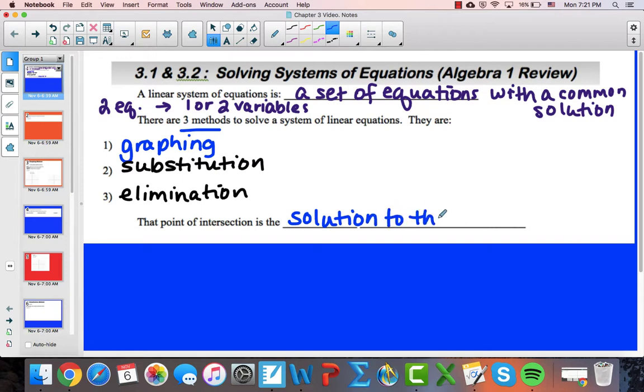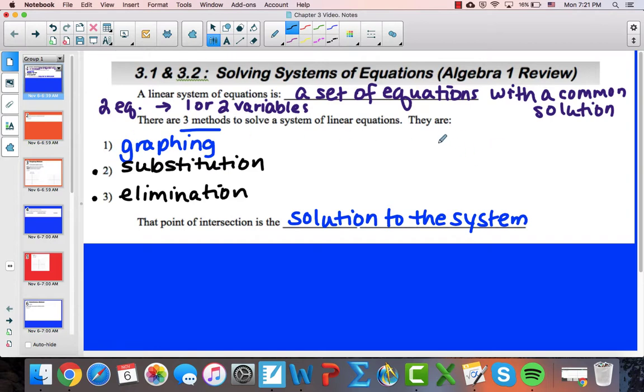But what you need to really realize is that the point of intersection is the solution to the system. So if I'm solving it by graphing, then the point where the two lines, since it's two linear equations, two lines, where they intersect is the solution. Now, when we do that algebraically, that means that our solution is going to be a coordinate point, okay?